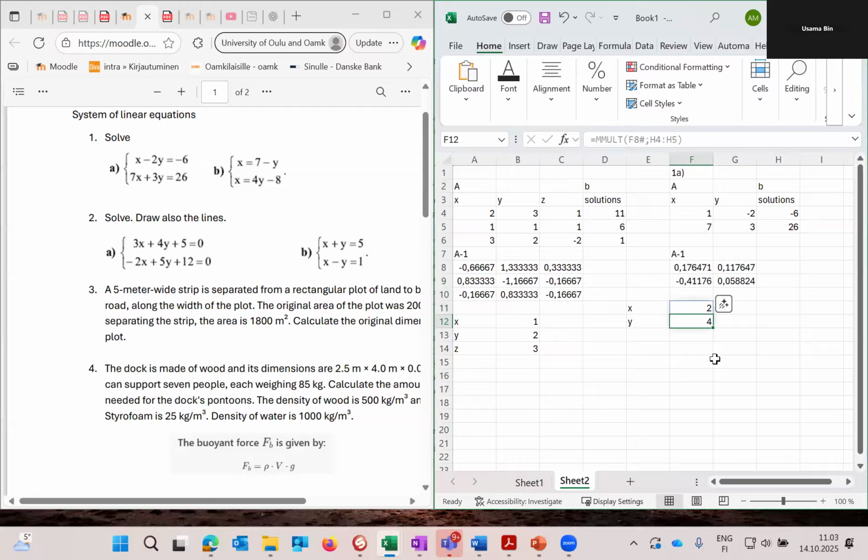This is something that you can also easily draw with GeoGebra. Maybe there is a 3D GeoGebra as well, where you can put this kind of planes and their intersection point.